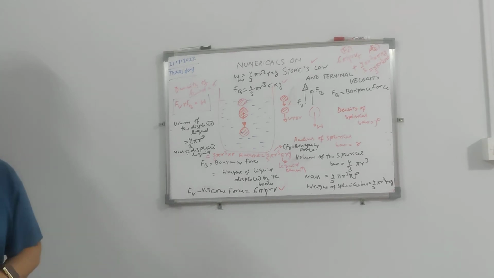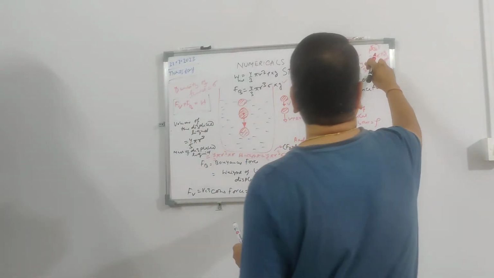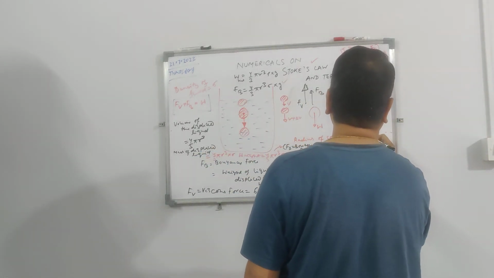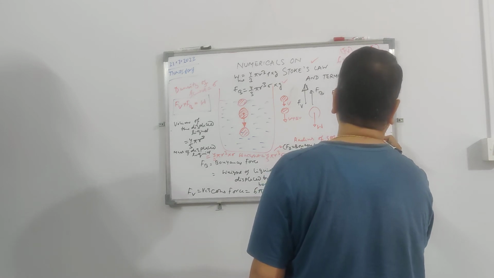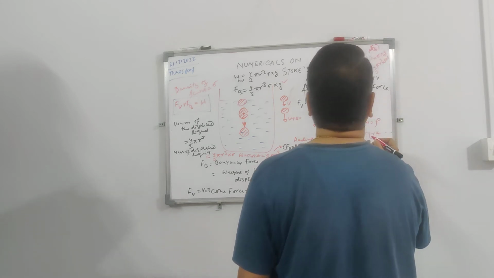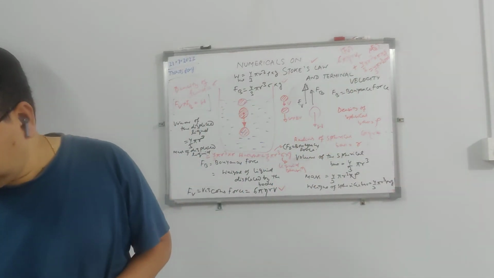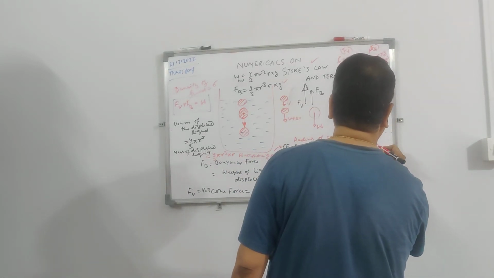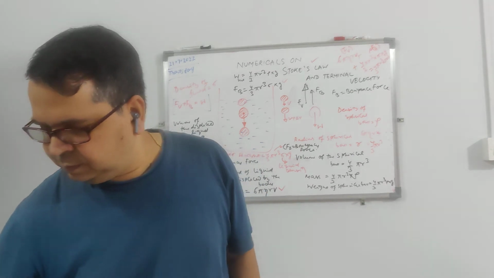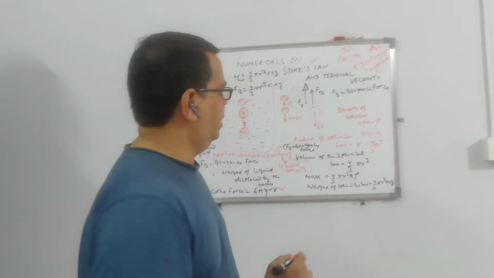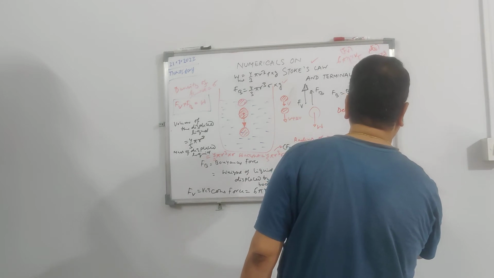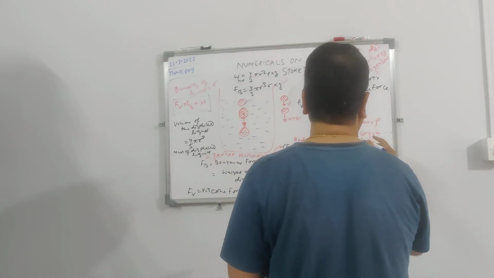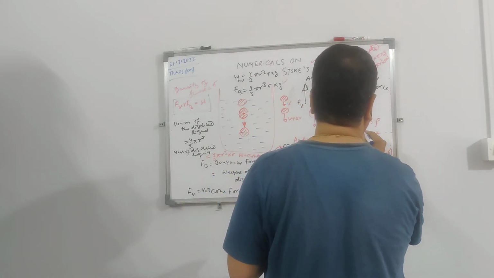If you simplify this equation, you have to take this term to the other side. It will become 6 pi n r v_t is equal to 4 by 3 pi r cube g into rho minus sigma. So this is the very important equation.